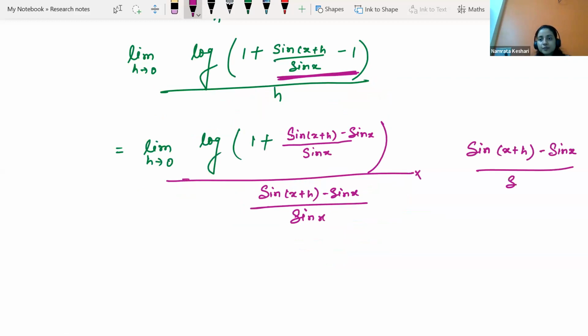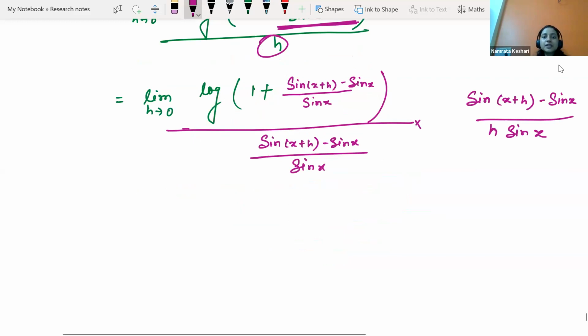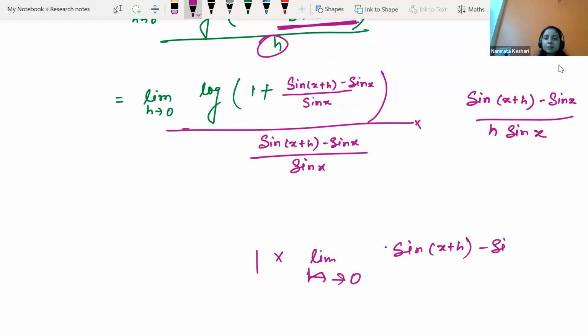If we divide it with sine of x plus h minus sine x by sine x, and 1 by h was already there in the denominator, that h also. Getting it, Fatima? This one complete is 1. That one we have to check what it is. So that is limit h tends to 0 of sine of x plus h minus sine x by h.